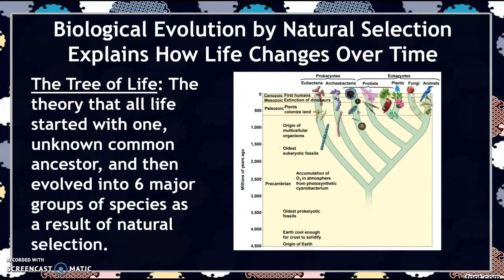So when we look at natural selection and changes from the beginning of Earth to now, we kind of show that life has evolved in this tree of life pattern. The tree of life is a theory that all life started with one unknown common ancestor and then since has evolved into 6 major groups of species as a result of natural selection. So obviously that one common unknown ancestor is from a very, very long time ago, and these branches have split off as we've gotten closer to present day. The 6 branches are eubacteria and archaebacteria, which are both types of prokaryotes. We have our protists. We have plants, fungi, and animals.